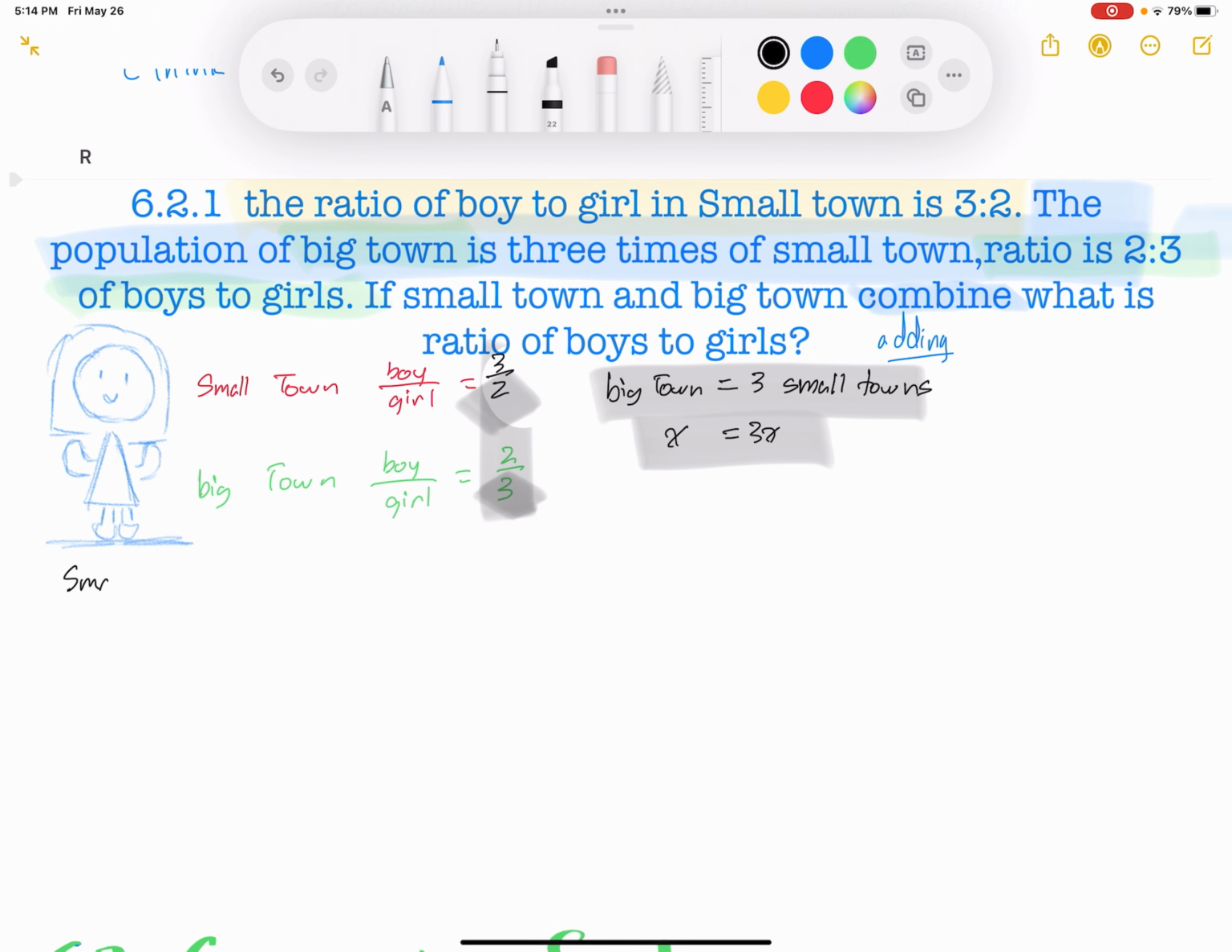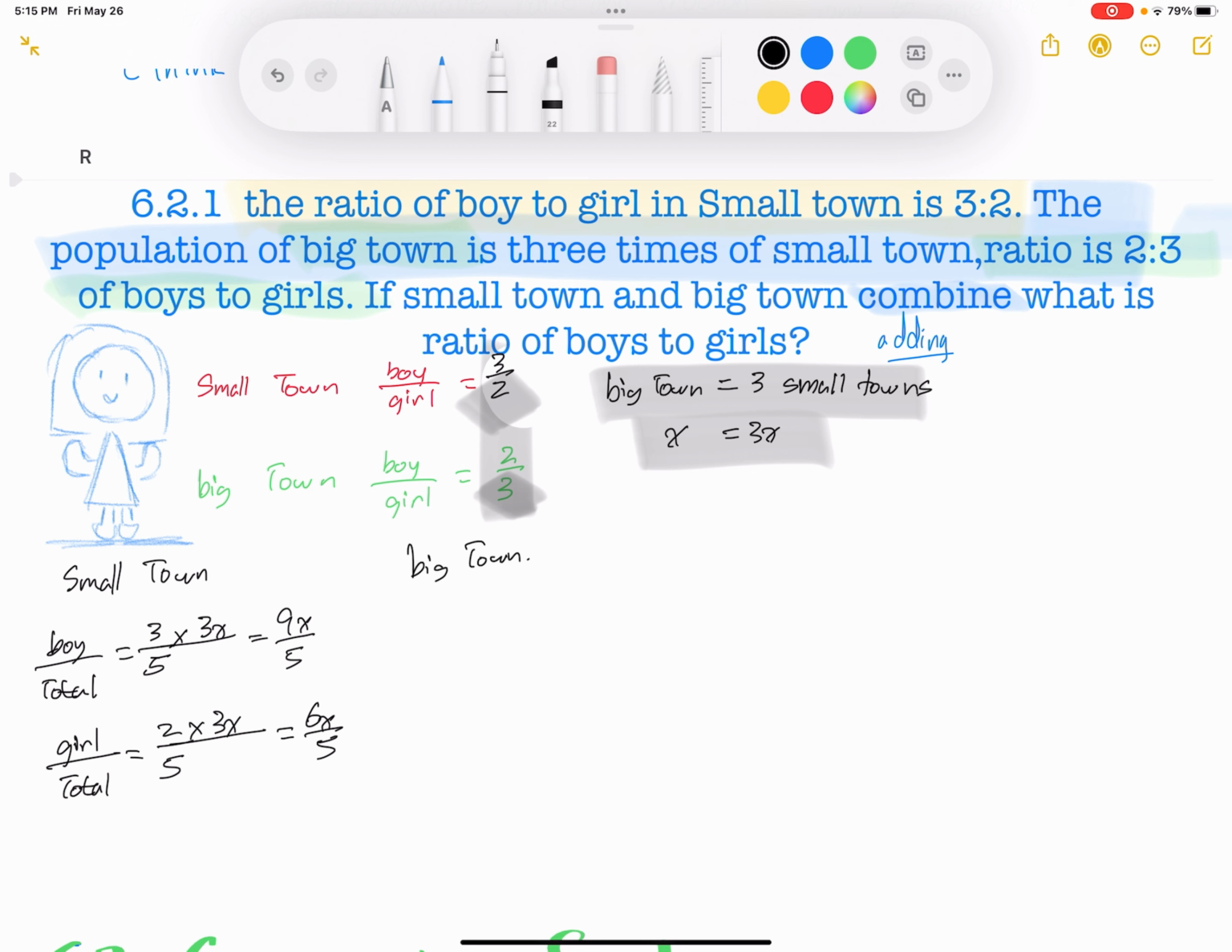Let's put down small town. Boy to total. Using the ways I did before, that should be 3 to 5. Using crossover like before, you should have 3x. So 9x divided by 5 is boy to total in small town. Girl to total in small town is 2 to 5 times the actual population of 3x, we have 6x divided by 5. Same thing with big town happens.